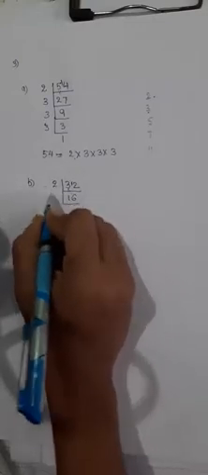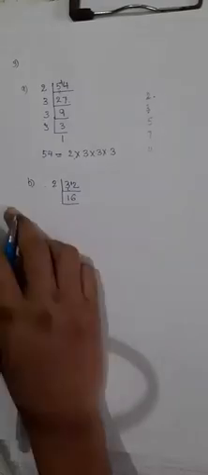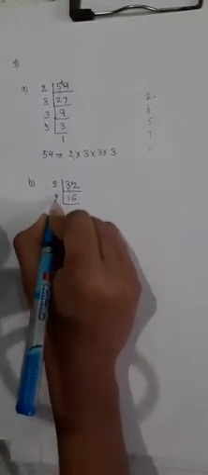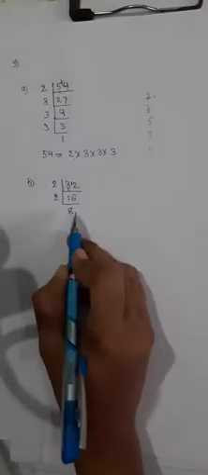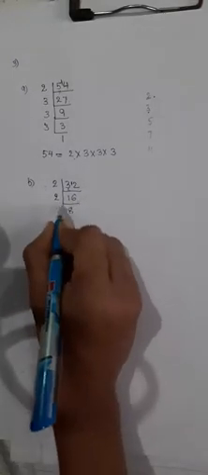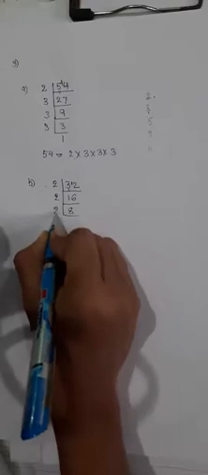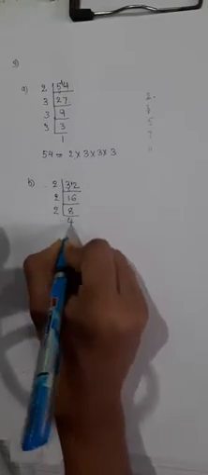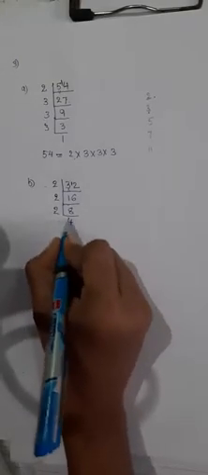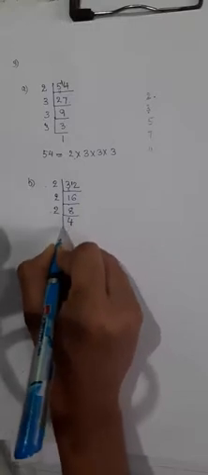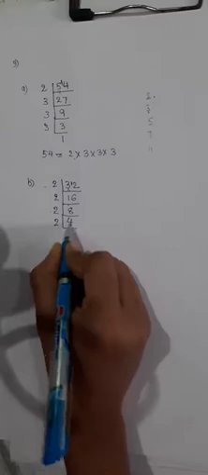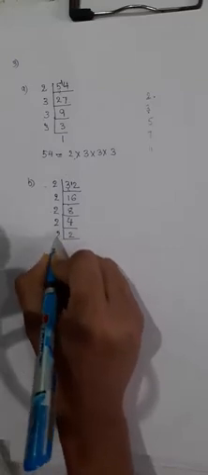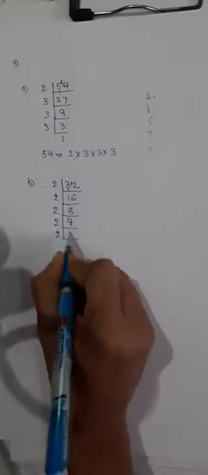Now 2 8s are 16. Again it is divisible by 2. 2 4s are 8. Now 2 2s are 4. Now 2 1s are 2.